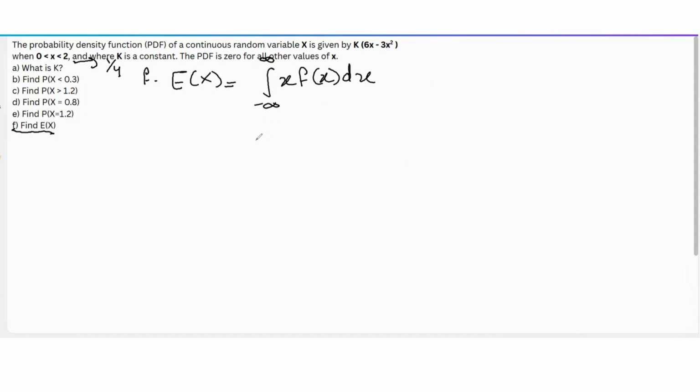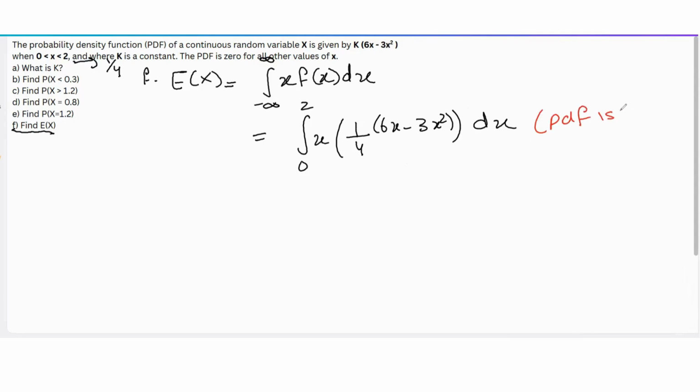In this specific case, this just reduces to the integral from 0 to 2 of x times k, which we know is 1/4, times (6x minus 3x squared) dx. Why does it reduce to this? It reduces to this because the PDF is only non-zero from 0 to 2, right?